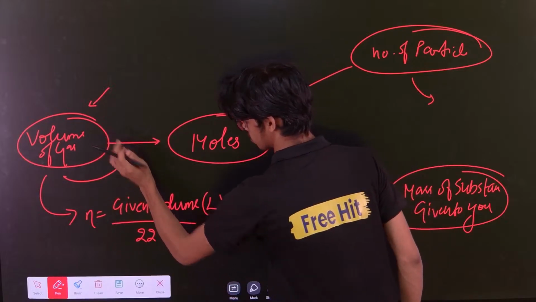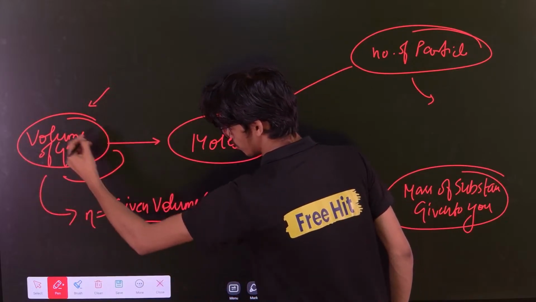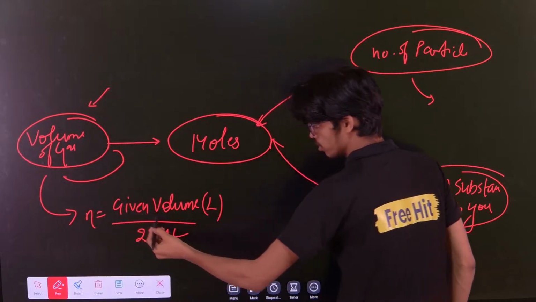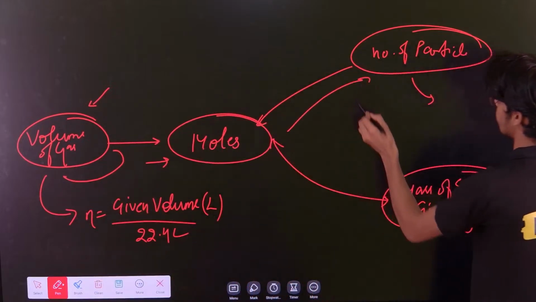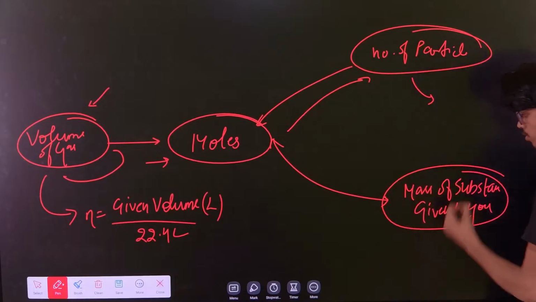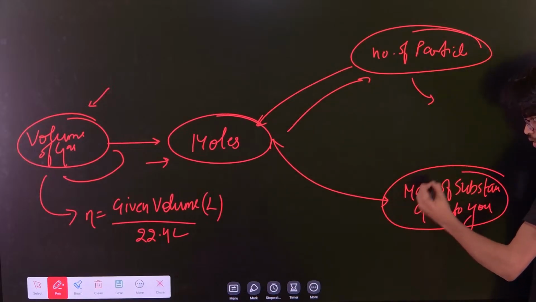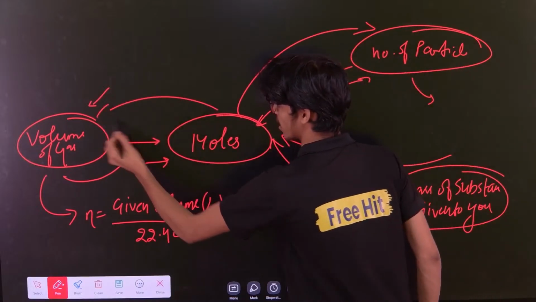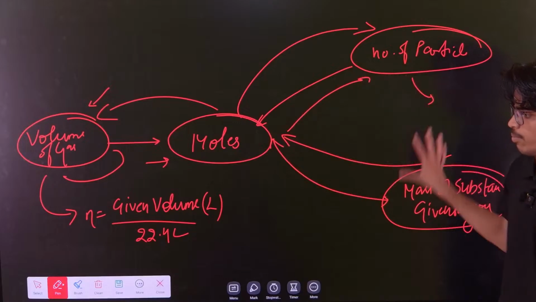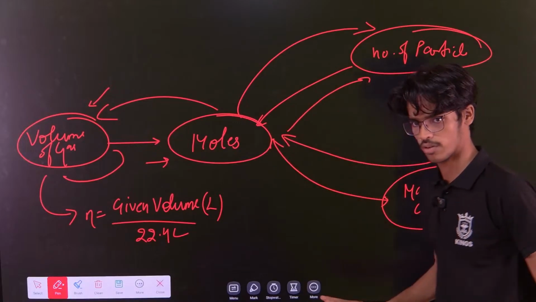Oh sorry. You can find the volume of gas. From the given volume you should get the number of moles. Once you get the number of moles you should convert it into the number of particles. Sometimes they will give you the mass of the gas; convert it into moles and find the volume of the gas. So every conversion can be formed from these 3 points, that's it.